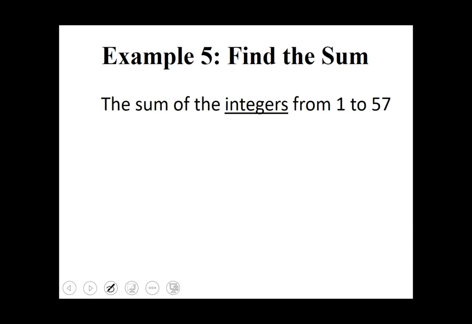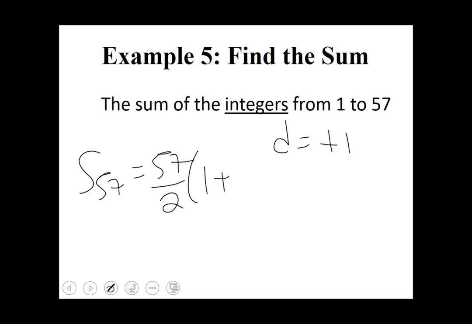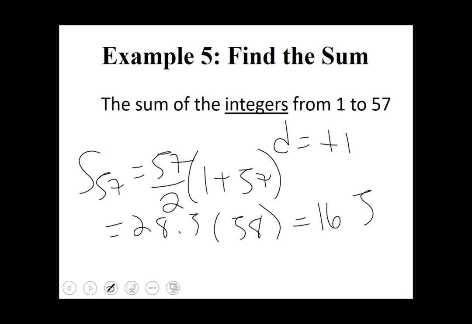Example 5, find the sum of the integers from 1 to 57. You want to realize that the integers is in fact an arithmetic sequence. It's an arithmetic sequence with a common difference of positive 1. Once you have verified that, you are adding up the first 57 things. That means you're going to do 57 divided by 2. The first thing you're adding up is the 1. The last term, the 57th term, is 57. That's going to give you 28.5 times 58, which is going to make your sum 1653.